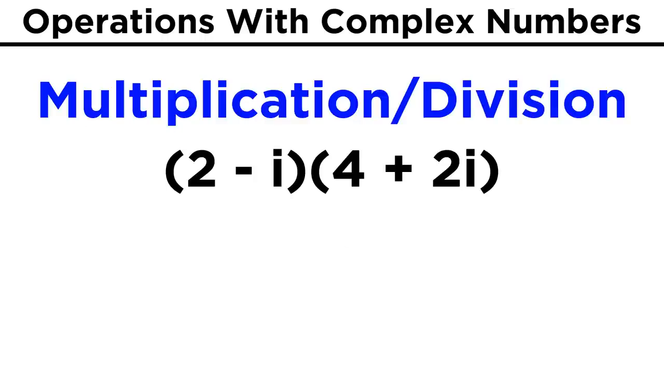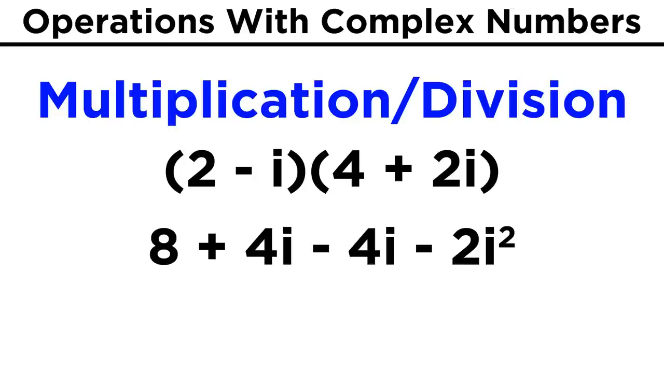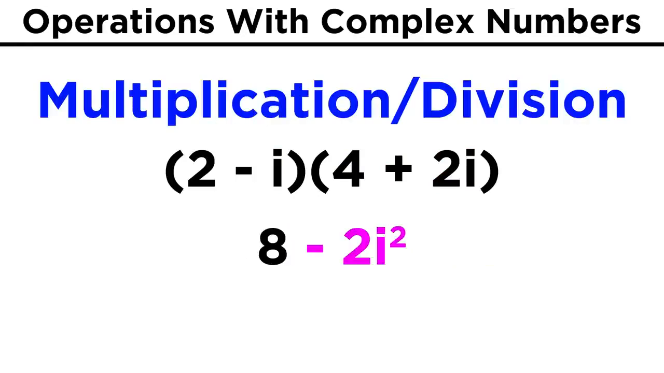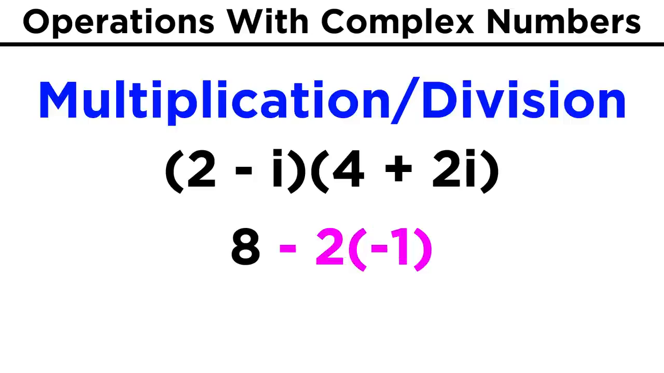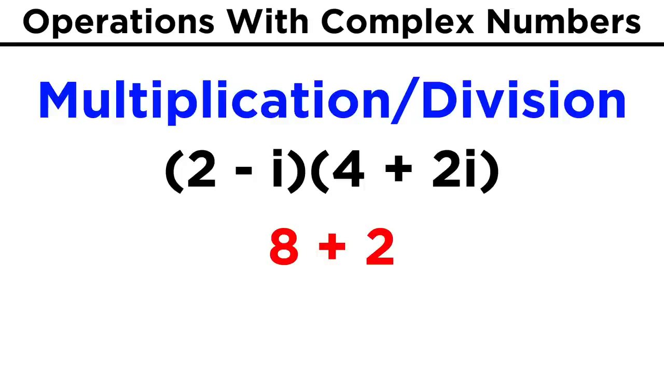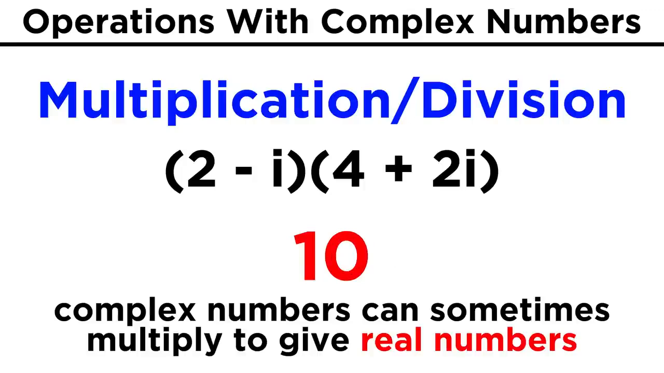So let's say we have the quantity 2 minus i times the quantity 4 plus 2i. We can just FOIL this exactly the way we would with two binomials. First gives 8, outer gives 4i, inner gives -4i, and last gives -2i squared. The two i terms cancel each other out, and -2i squared is -2 times -1, which is 2, so we get 8 plus 2, or 10. This is how complex numbers can sometimes multiply to give real numbers.